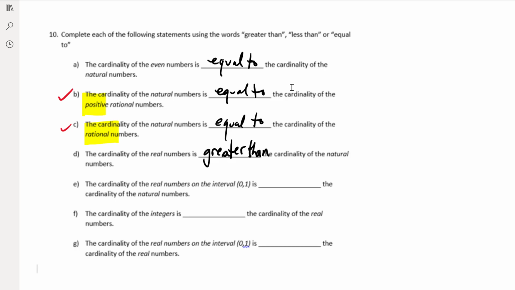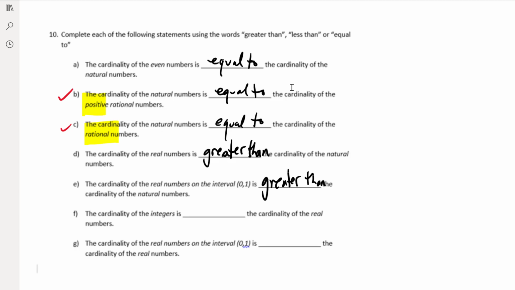So in part E, the cardinality of the real numbers on the interval 0 to 1, how does that compare to the cardinality of the natural numbers? Also, that is also greater. Even just the number of values between 0 and 1, there are more there than there are all of the natural numbers, even though there are infinitely many natural numbers. So the cardinality of the real numbers between 0 and 1 is greater than the cardinality of the naturals.